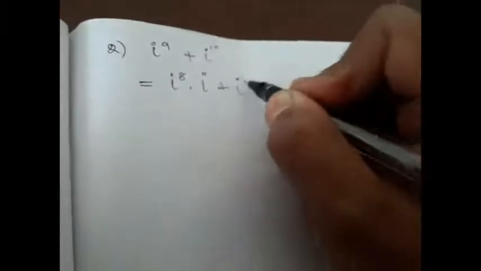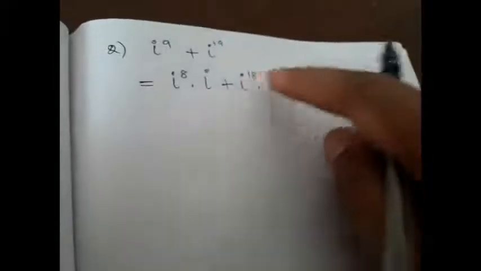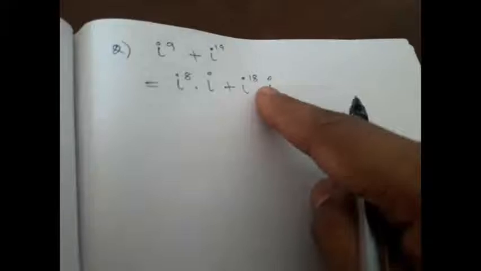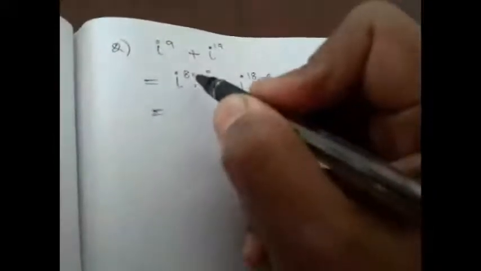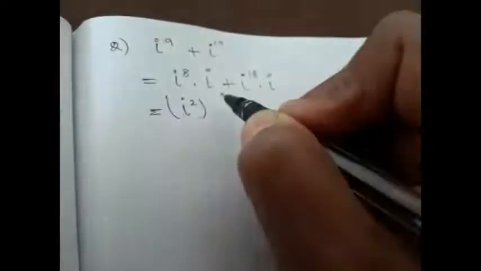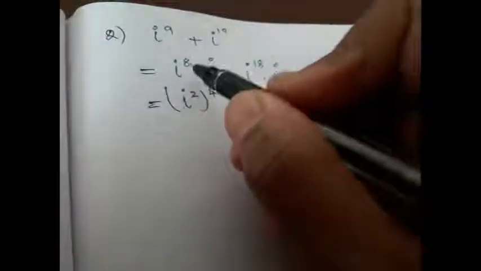Now let us see how we can solve this: i power 9 plus i power 19. Try to express i in powers of 2. So i power 9 we can write as i power 8 into i, because 8 plus 1 is going to be 9. If we have the same base we can add the powers. Similarly, here i power 18 into i we can write, so 18 plus 1 becomes 19. Why did we express it as 8 and 18? Because those are multiples of 2, so they can be expressed as powers of i square. So this i power 8 I can write as i square the whole power 4. Am I right? 4 twos are 8.